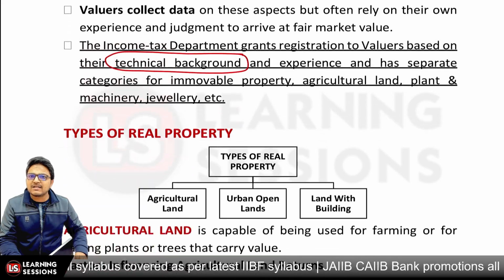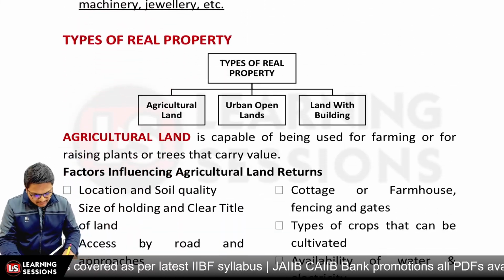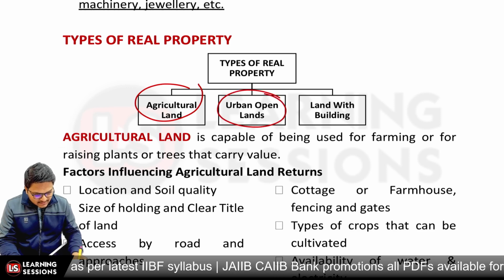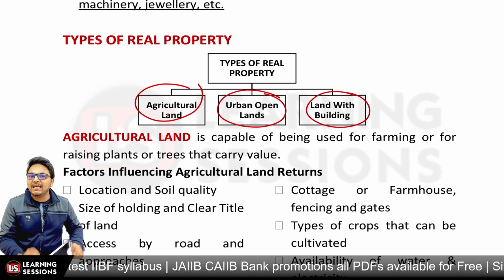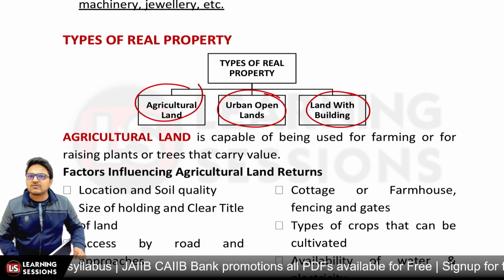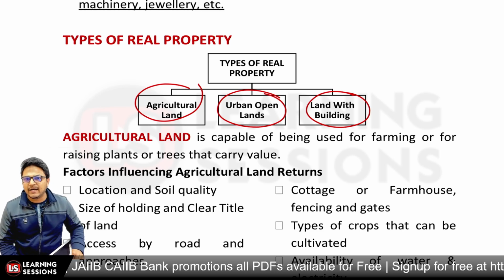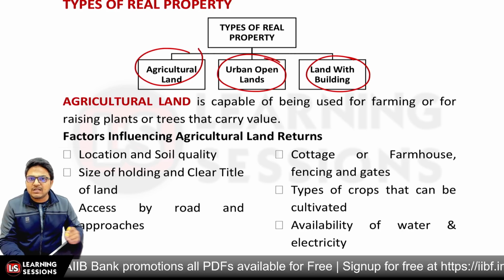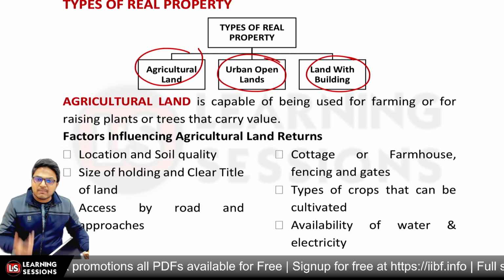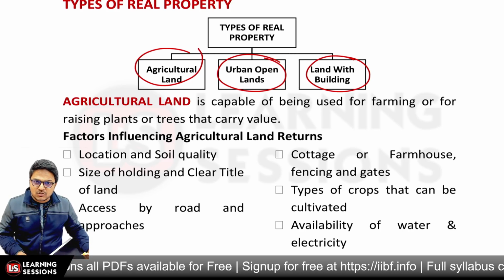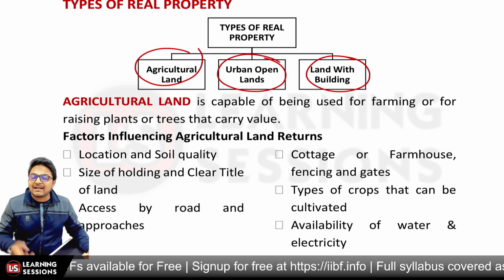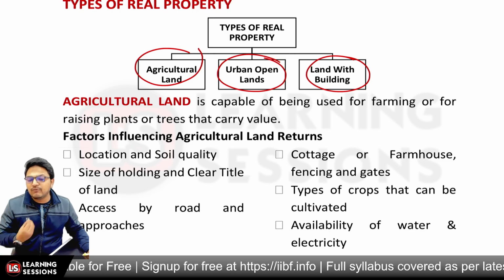So let's now understand the different types of real property. We have the agricultural land, the urban open land, and the land with building over here. So first of all, it's related to the agricultural land. Now agricultural land is actually capable of being used for farming purposes or for raising plants or trees that are going to carry some value with them, right?